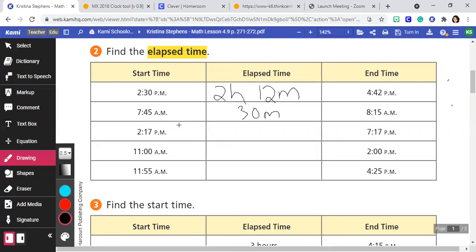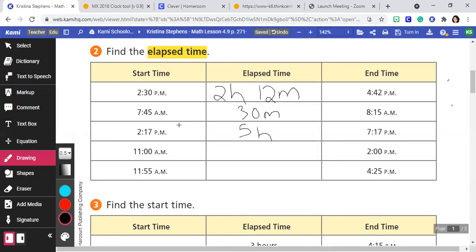2:17 to 3:17 is 1 hour. 4:17, 5:17. Are you counting on your fingers with me? Let's start over. Use your phalanges. 2:17 to 3:17 is 1 hour. So we get 3:17, 4:17, 5:17, 6:17, 7:17. I see 5 phalanges on my hand. Did you agree with my answer? Do you think that 5 hours has gone by? If you did, you're on the right track.